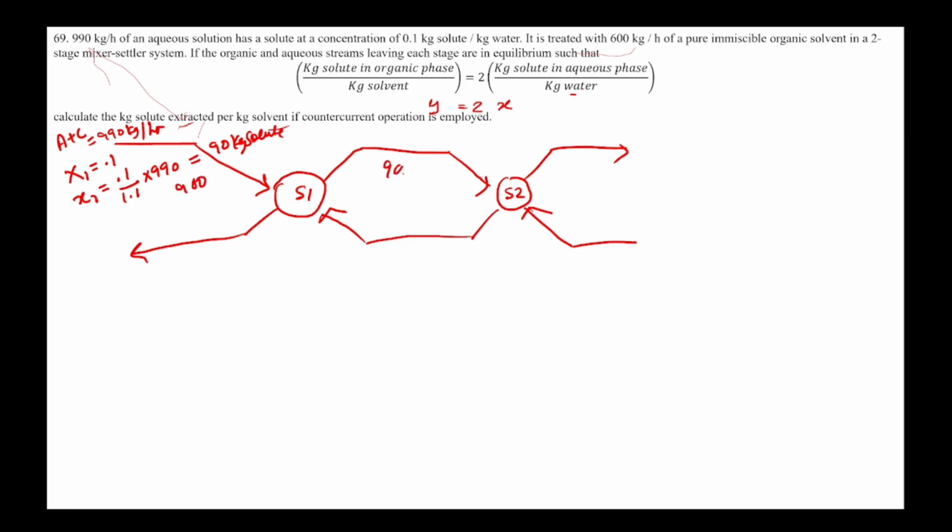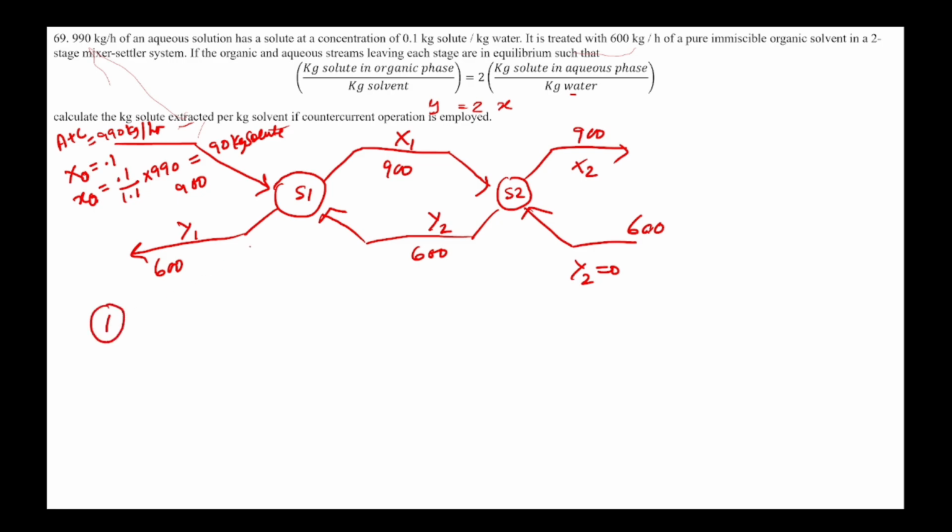So 900 is the feed solvent, and 600 is the extracting solvent. Don't get confused, 600 kg solvent per hour. Now this is x naught. This will be x1, which is coming from stage 1. This is coming from stage 2, so this is y2. This is coming from stage 1, so y1, and this is y naught. This is x2. Okay, so y2 will be 0 because the solvent is pure.